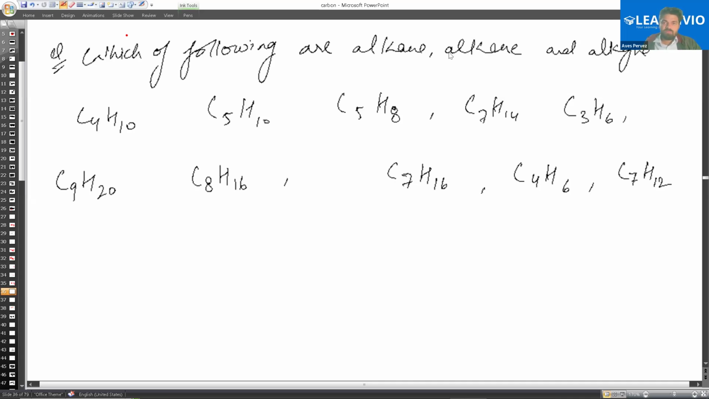Sir, how to find whether it is alkane, alkene, or alkyne? Simply, you have to check the number of carbons. Whatever the number of carbons are there, if the hydrogens are exactly double, then it is alkene, because CnH2n is the formula for alkene.